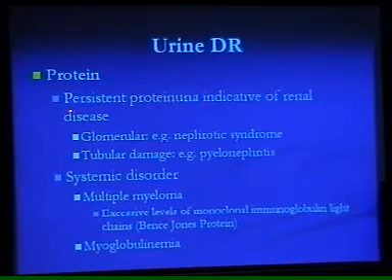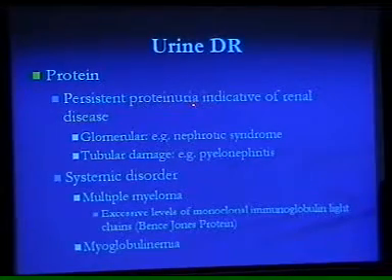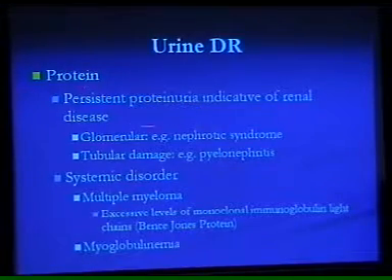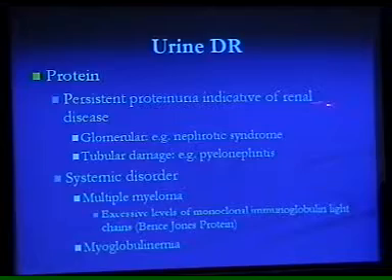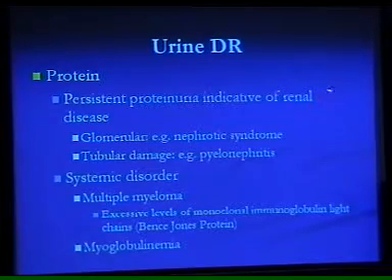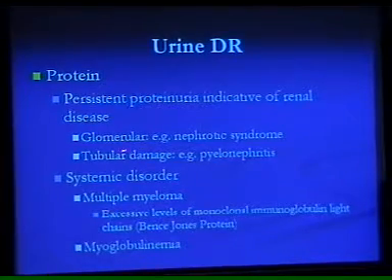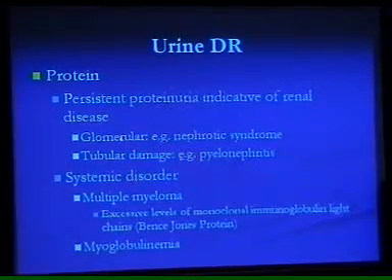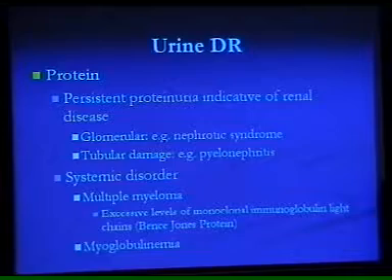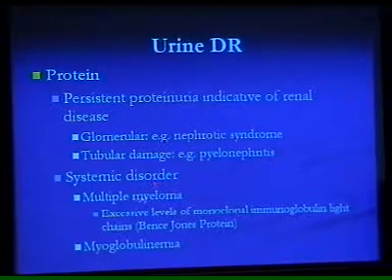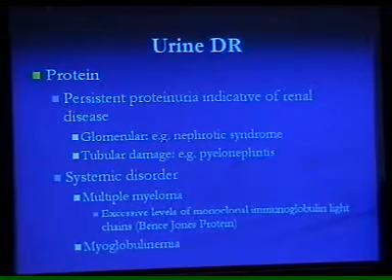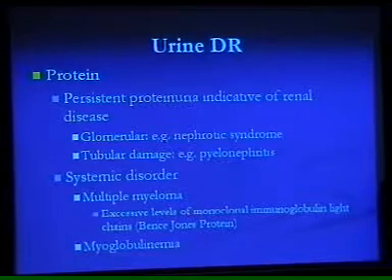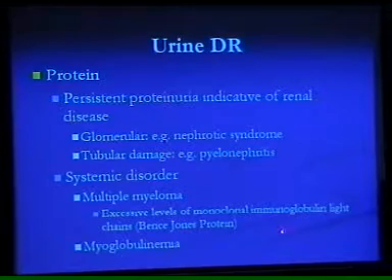Proteinuria is sometimes transient, like in fever and exercise, and sometimes it's persistent. Persistent proteinuria is an indication of renal disease, and this is the indication to refer the patient to the nephrologist. You have to differentiate whether this is glomerular proteinuria or tubular damage; I'm not going to go into detail. And sometimes systemic disorders like multiple myeloma, in which there are plasma cell disorders with high levels of immunoglobulins, which we call Bence-Jones protein, spill into the urine.